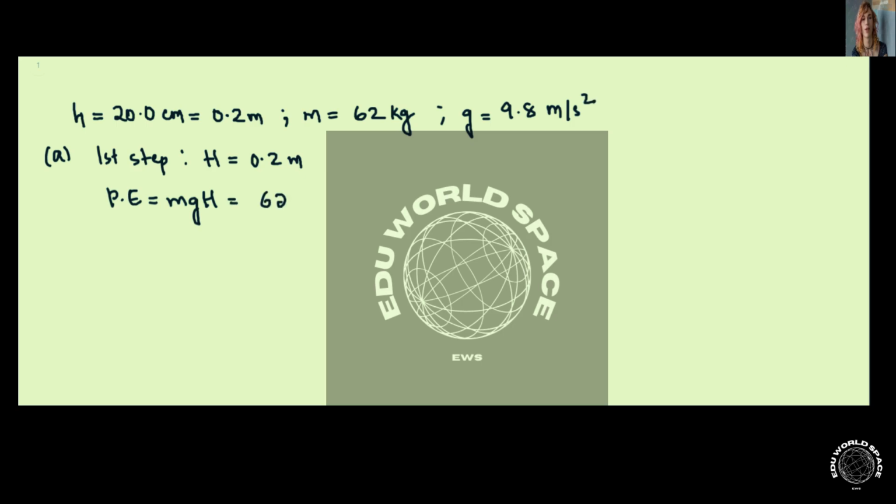So the potential energy will now be 62 kg times 9.8 meter per second square times 0.2 meter. And this gives the potential energy of the person at the first step to be around 121.52 joules, or we can round it up to 122 joules.